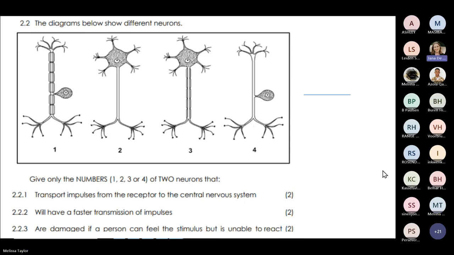So for question two, they said neuron one and three. Correct. And then for question three, they said neuron two and three. On damage of a person, yes, two and three, correct.